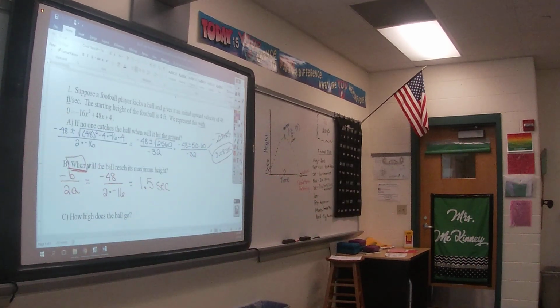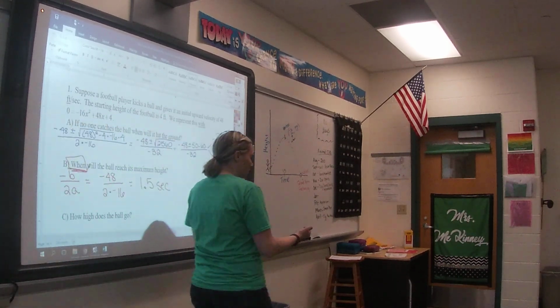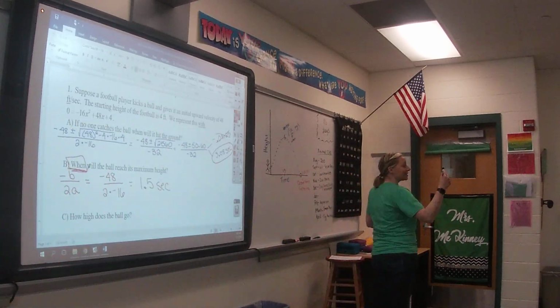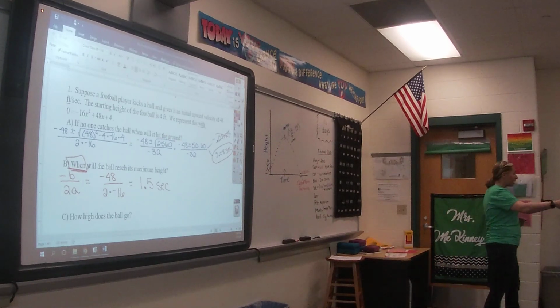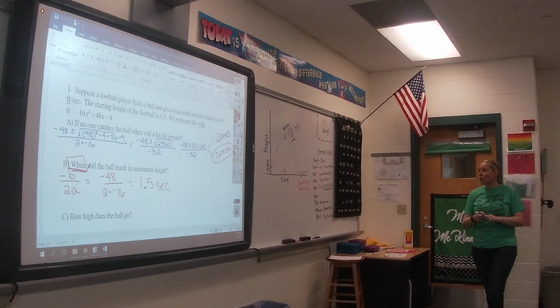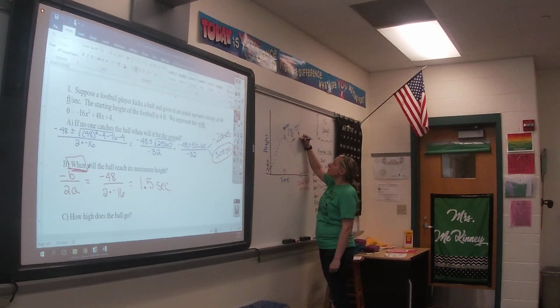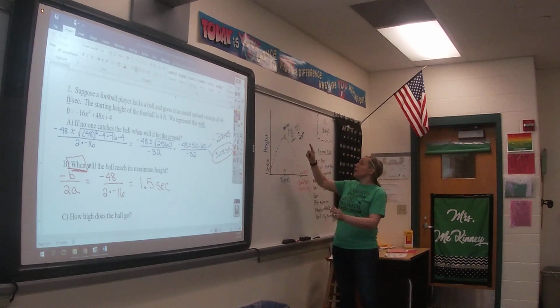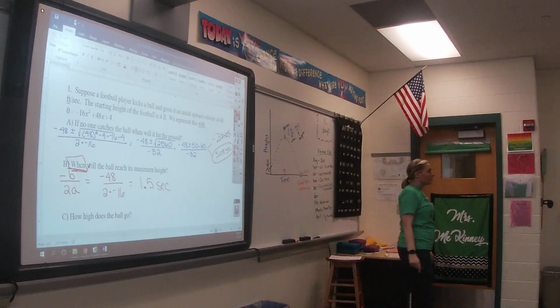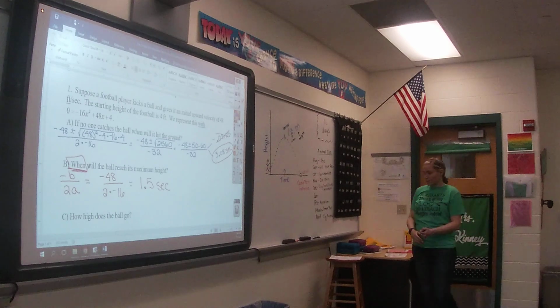Okay? So now let's look at question C. How high does the ball go? Okay, so what is that question asking us? What's the highest height at its vertex? Right? Its vertex is the highest point, so that's asking us to find this value. So how did we say we would find this value? We would plug it back in.